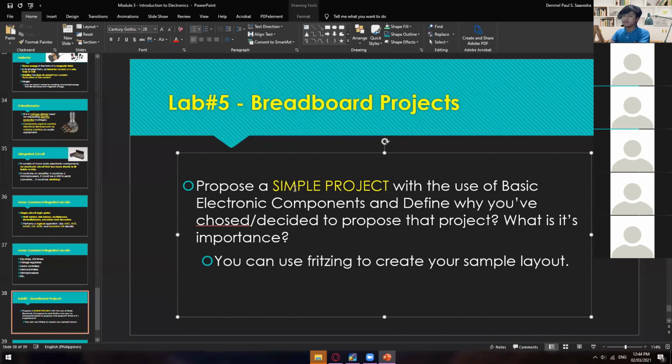All right, so for now, I would like you guys to propose a simple project. Not a complicated project, but just a simple project. And state its usage and what the importance of it is in our society or around us.